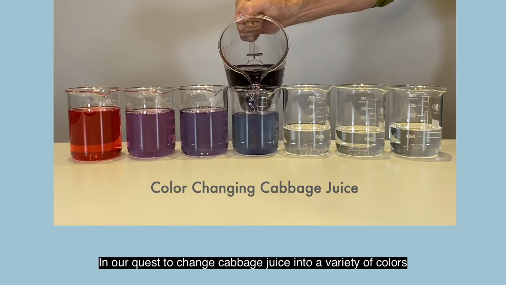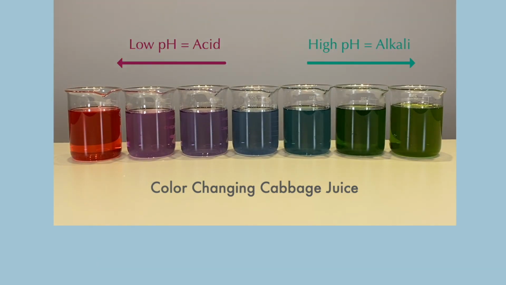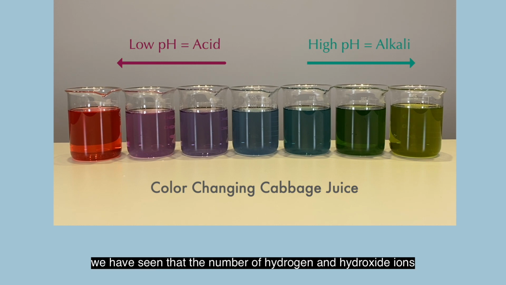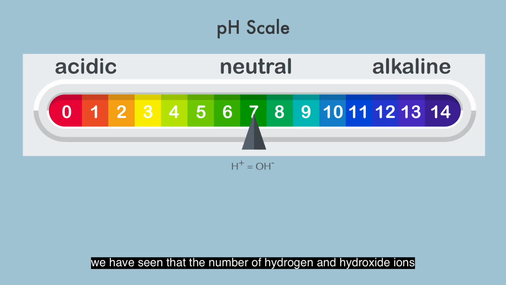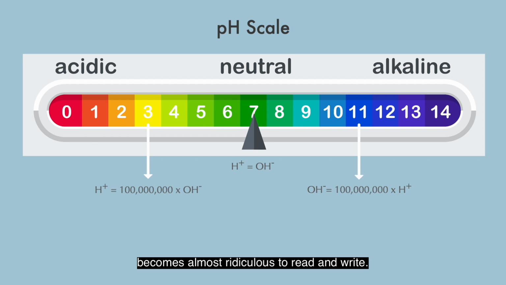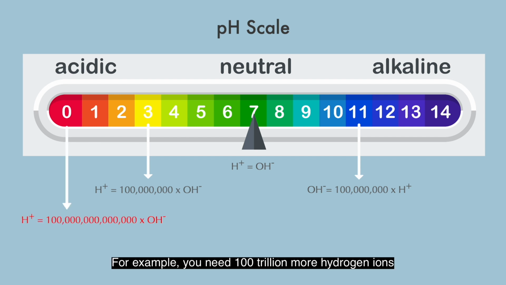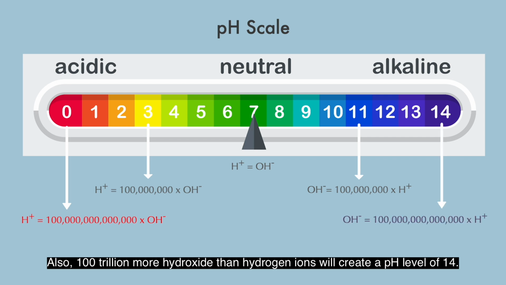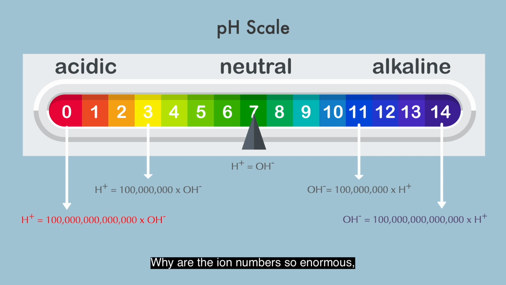In our quest to change cabbage juice into a variety of colors by changing the pH level, we have seen that the number of hydrogen and hydroxide ions becomes almost ridiculous to read and write. For example, you need 100 trillion more hydrogen ions than hydroxide ions to make an acid with pH level 0. Also, 100 trillion more hydroxide than hydrogen ions will create a pH level of 14. Why are the ion numbers so enormous, but the pH scale numbers are so simple, just 0 to 14?